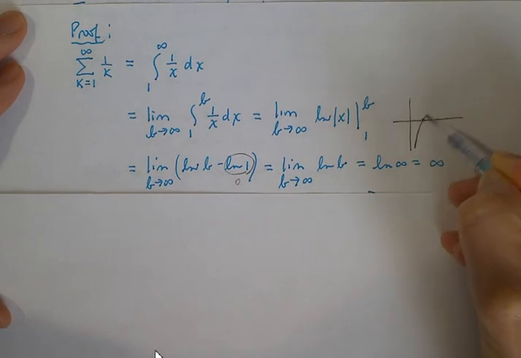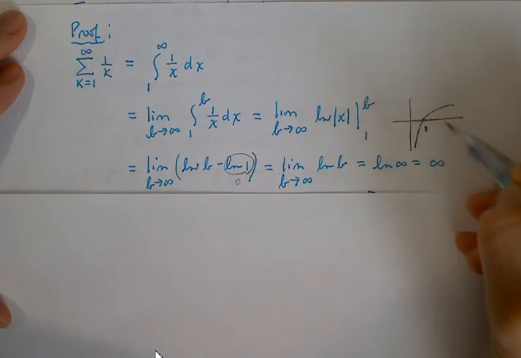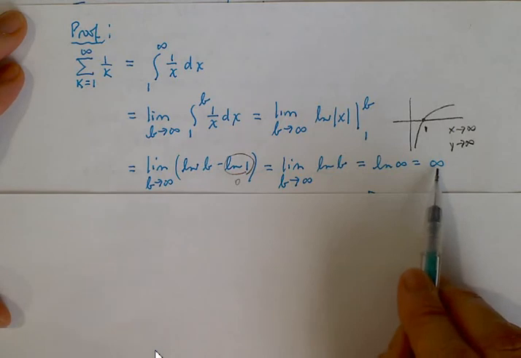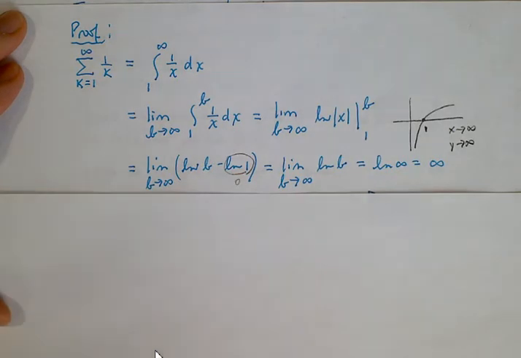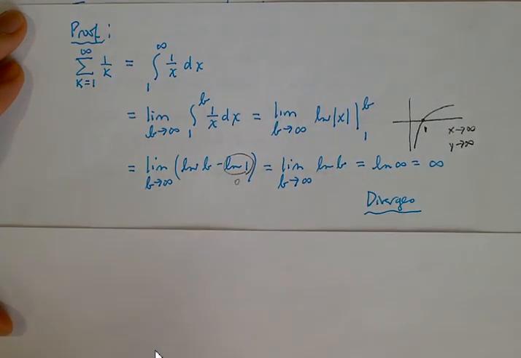So here's the natural log graph. It looks like this. So here is at 1. So as it gets larger and larger, as x goes out to infinity, we can also see that y goes to infinity. So here is the limit, which is infinity, so that means that it diverges.